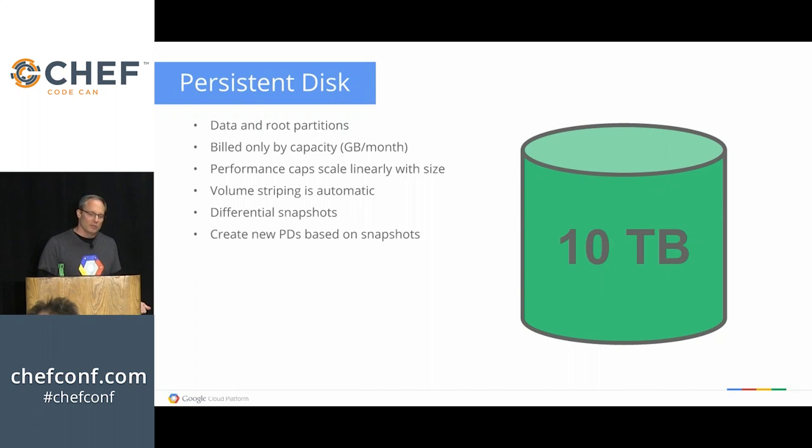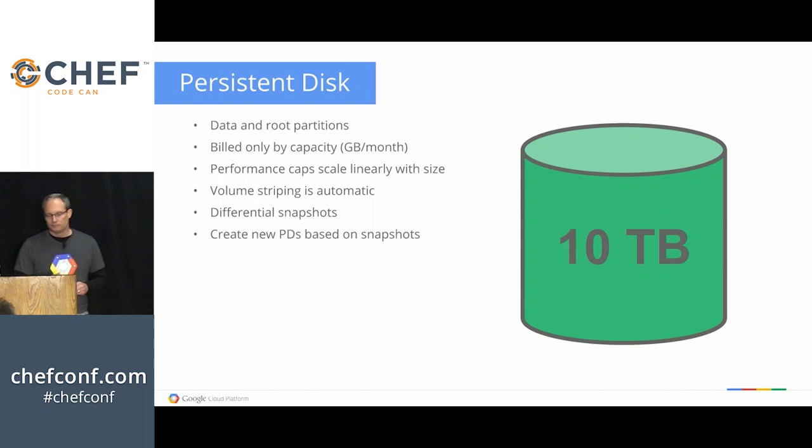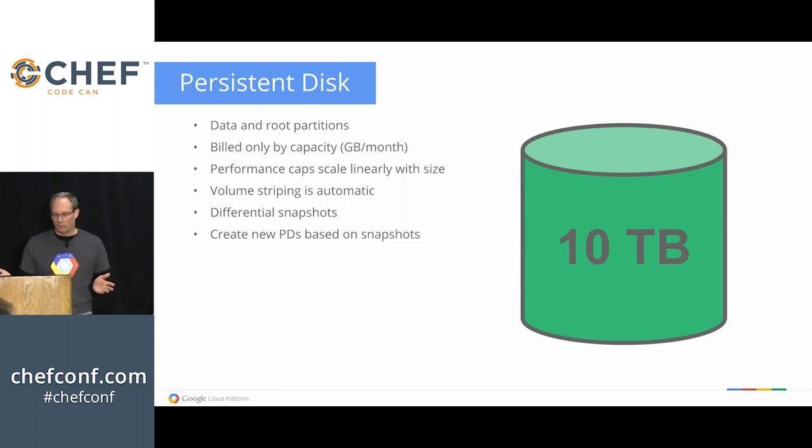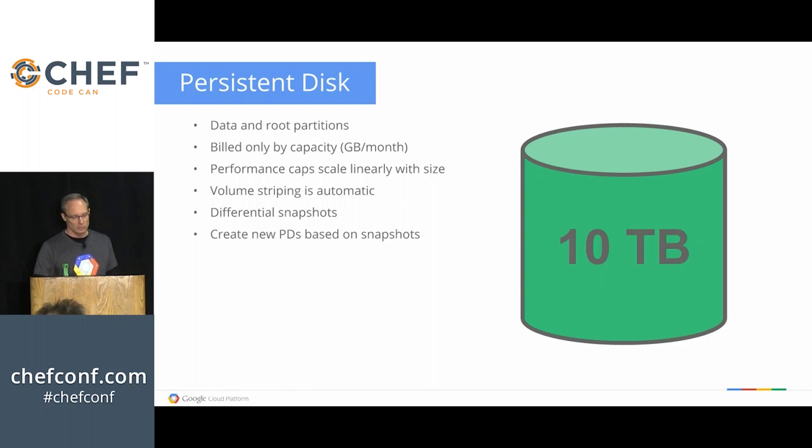You're billed only on the capacity, right? So if it's a 10 terabyte disk and you've got a gigabyte of data, all you're going to pay for is the gigabyte. The performance caps scale linearly with the size. So you may have a more IOPS intensive application, and you can just create a larger disk and get more throughput that way. Again, it's only on capacity, so if you really just want that size for the IOPS, you can do that. We also support differential snapshots, and I'll talk a little more about that in a second.